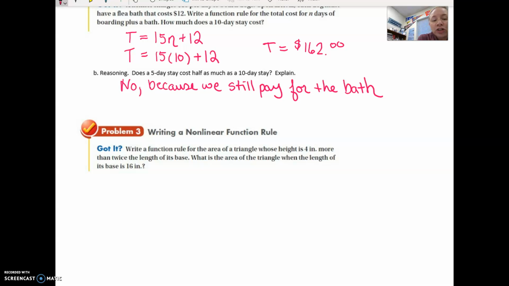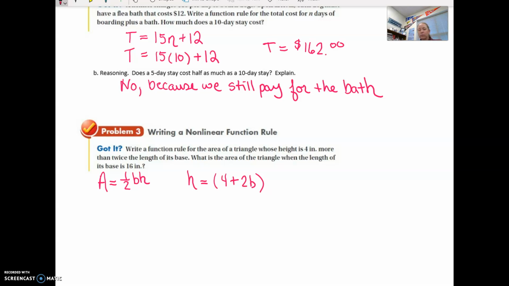So we have to first know that the area of a triangle is 1/2 base times height. Another way to write that is base times height divided by 2. Same idea. We also need to say, okay, it tells us here the height is 4 inches, so 4 plus more than twice the length of its base. So we'll put 2b there. So the height is 4 plus twice the base.